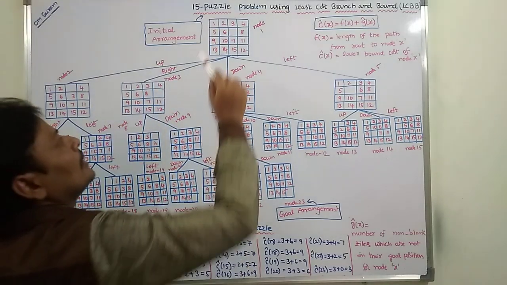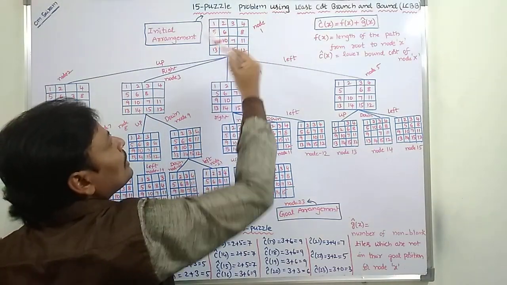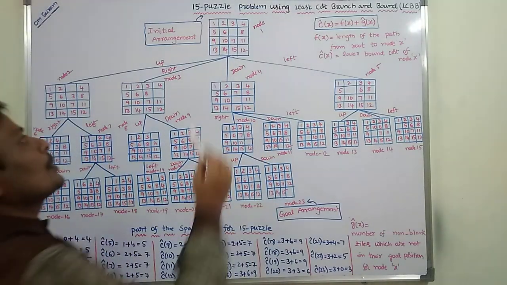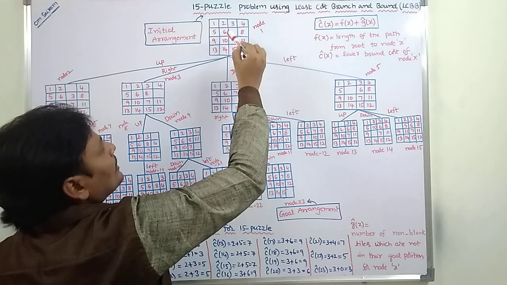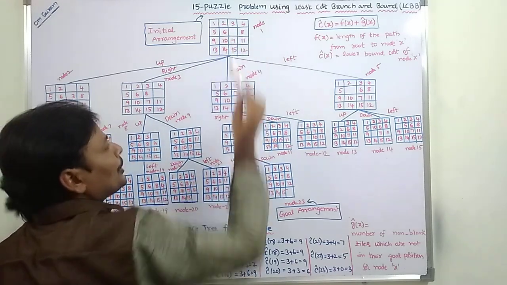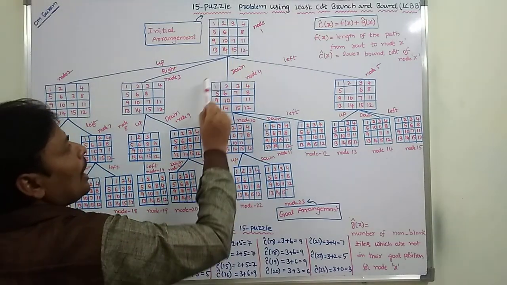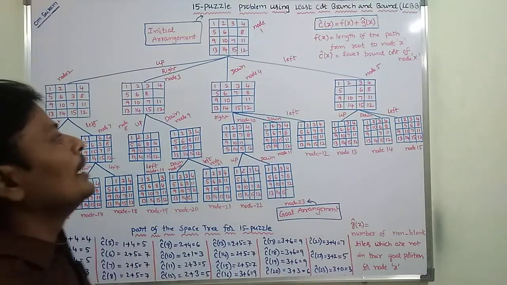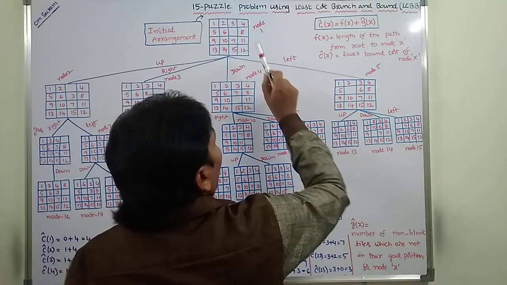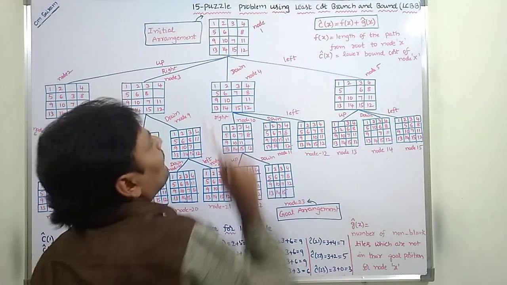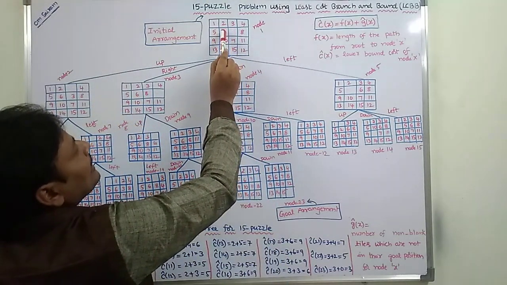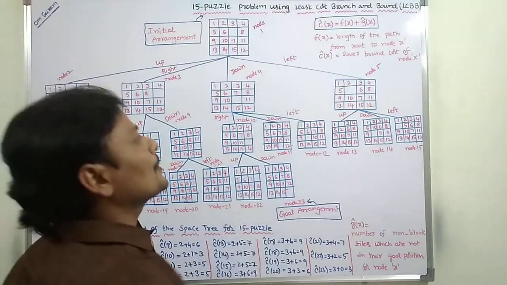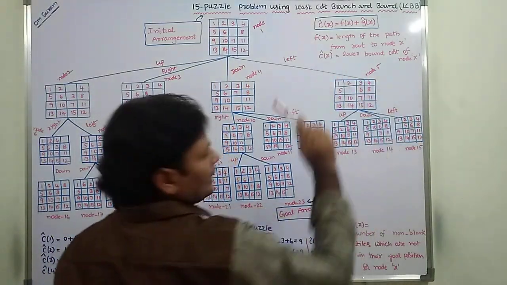Okay, next one. This empty tile can be moved down. After that, the 7th tile can be moved up. So this is the outcome we are getting. Okay, next one. The empty tile can be moved to the left. The sixth tile can be moved to the right. So this is the outcome we are getting.